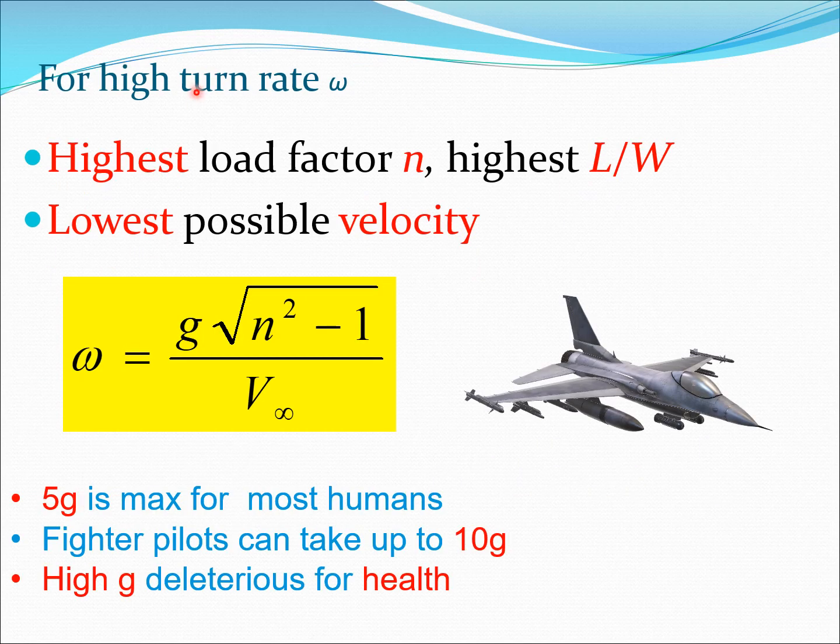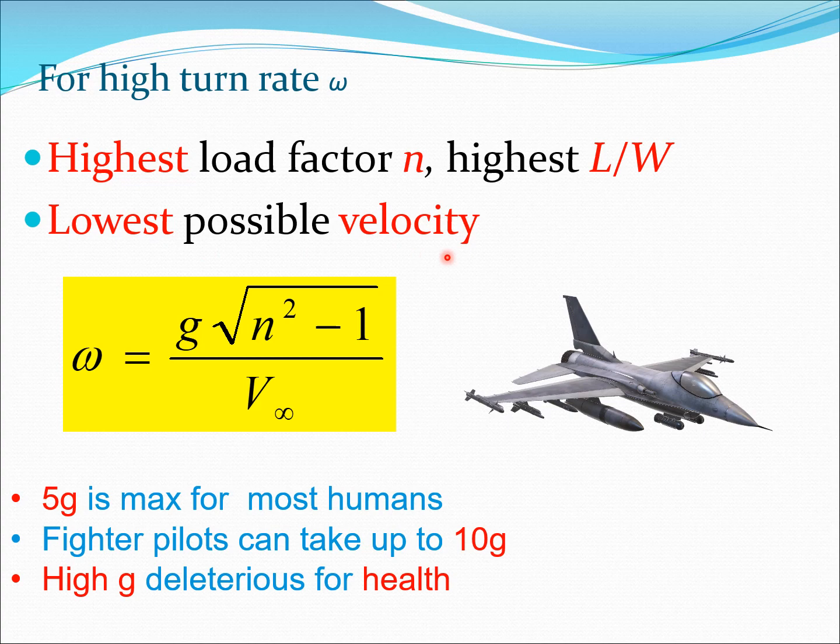If you look at the turn rate, we want a high turn rate, and looking at this equation for turn rate, we see that we should have a high value of n. So again, we should have a high load factor or high L by W, and also we should have the lowest possible velocity because velocity is in the denominator here. So low velocity will send up the turn rate.